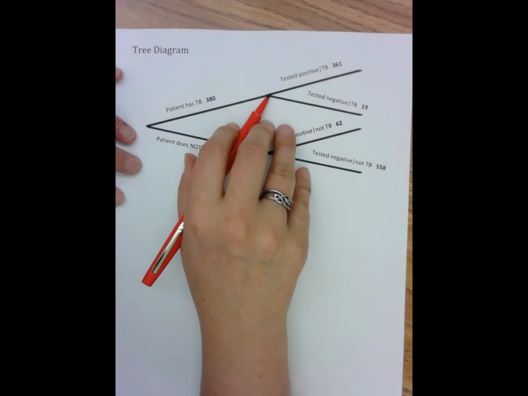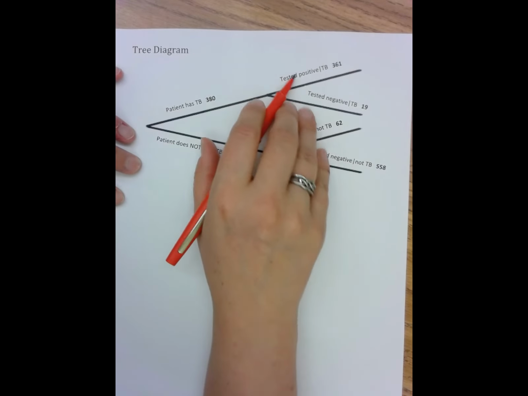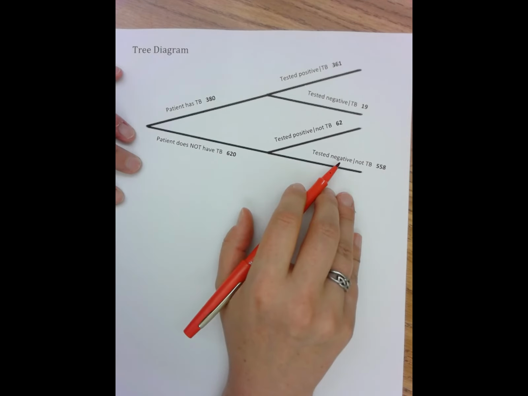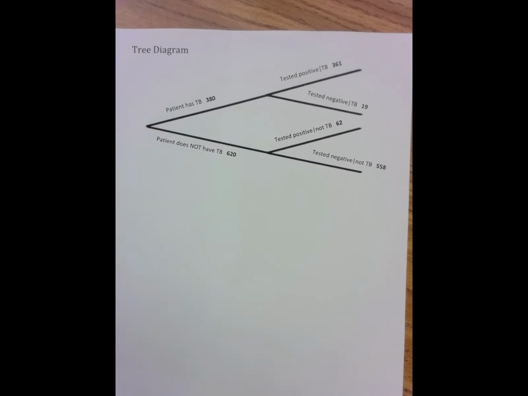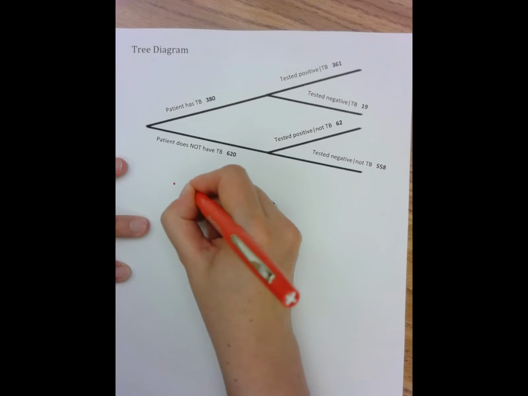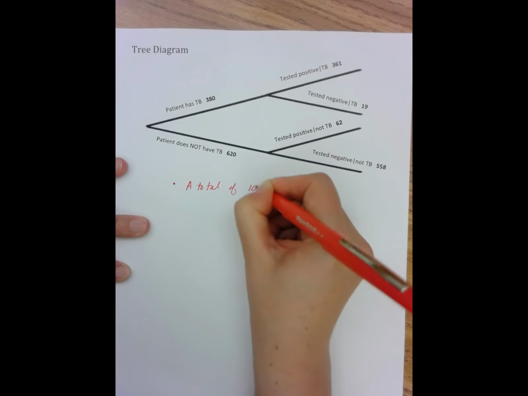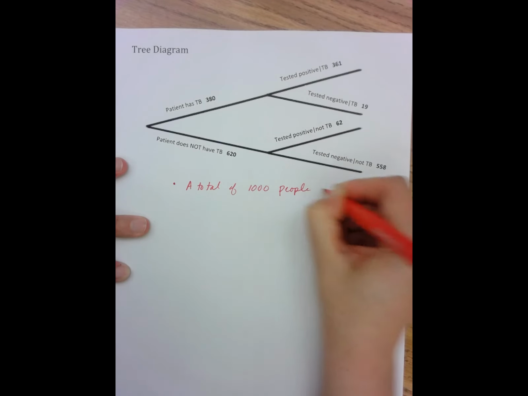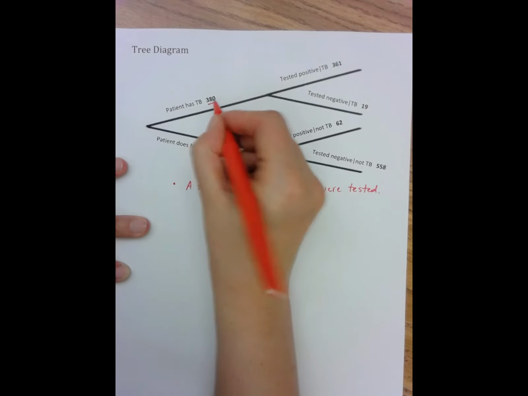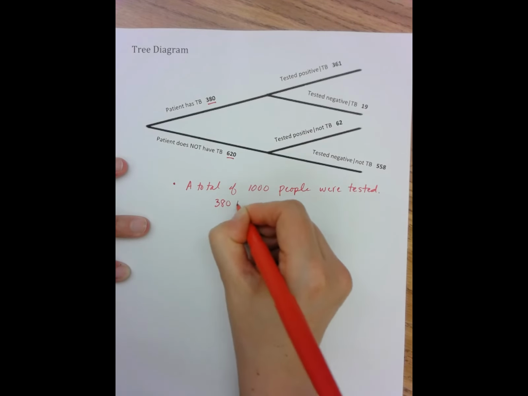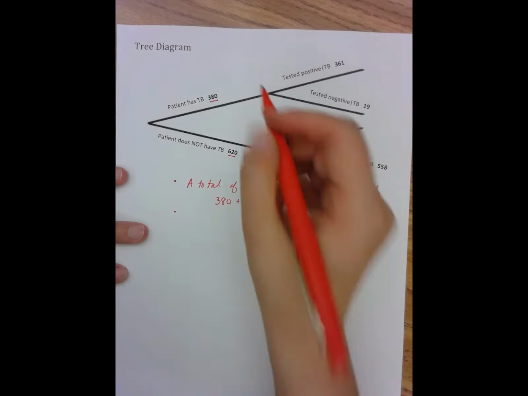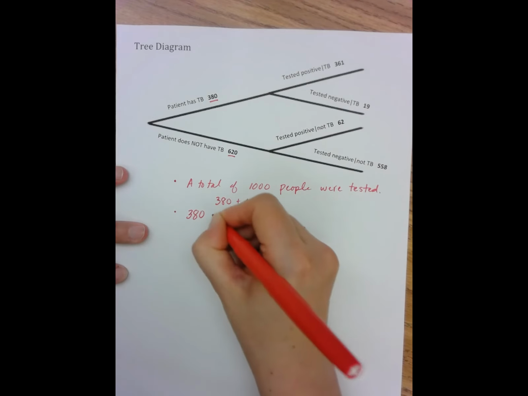And then from another two-option possibility, they tested positive or they tested negative. So we can make a number of statements given this tree diagram. The first one is that we can say a total of 1,000 people were tested. And I get that number from adding 380 plus 620.